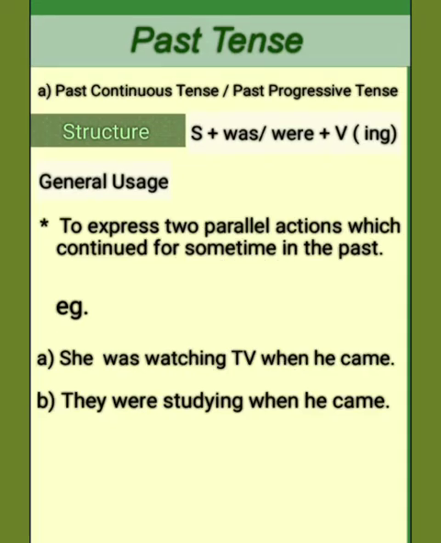Then to express two parallel actions which continued for some time in the past. For example, she was watching TV when he came. Example number 2, they were studying when he came.